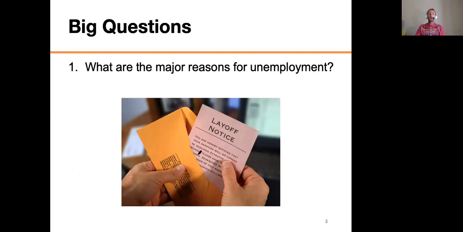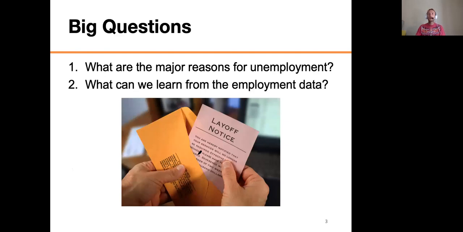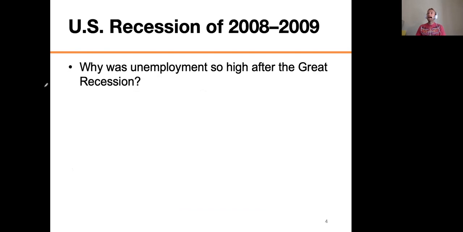The big questions in this chapter are: what are the major reasons for unemployment? And what can we learn from the employment data? That's what we're going to be looking at. Hopefully it is helpful to you, especially given this current time. Given that our current recession has hardly even started yet, let alone ended, it might be a good idea to look at the last recession we had.